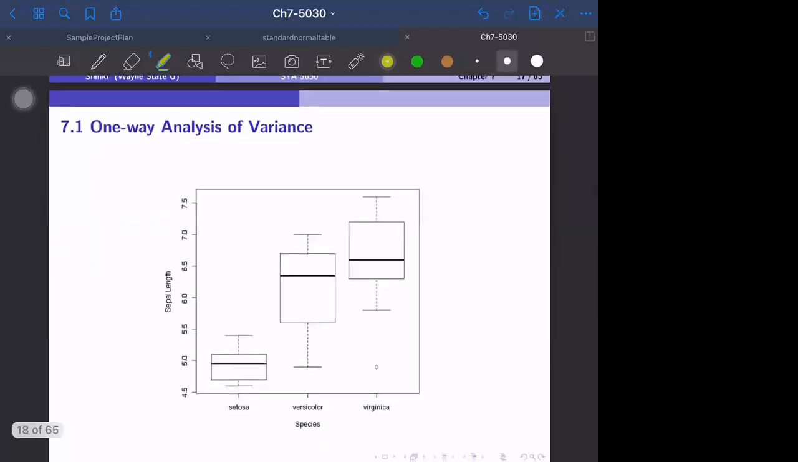Then this is the box plot for the sepal lengths of these 3 species. You can see clearly that Setosa is smaller than Versicolor, but Versicolor and Virginica are somewhat similar.